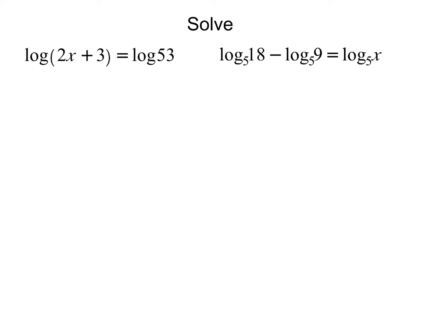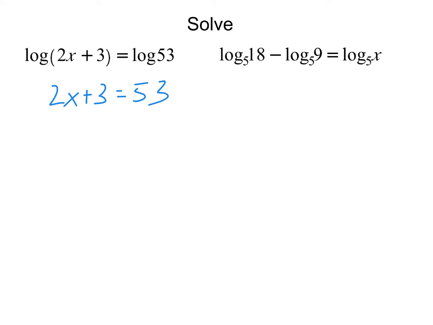And yes, on both of these, you should be able to do both without using your calculator. All right, so let's go ahead and take a look at this first one here. We have log of something equals log of something. Both sides are log of something, and that's all there is over there. Because of that, those two somethings must be equal to each other, because we're taking log of both of them, and they're still going to be equal to each other. So 2x plus 3 must equal 53.